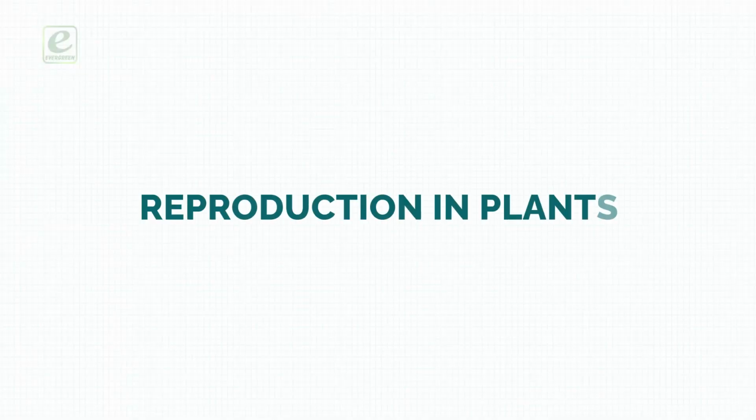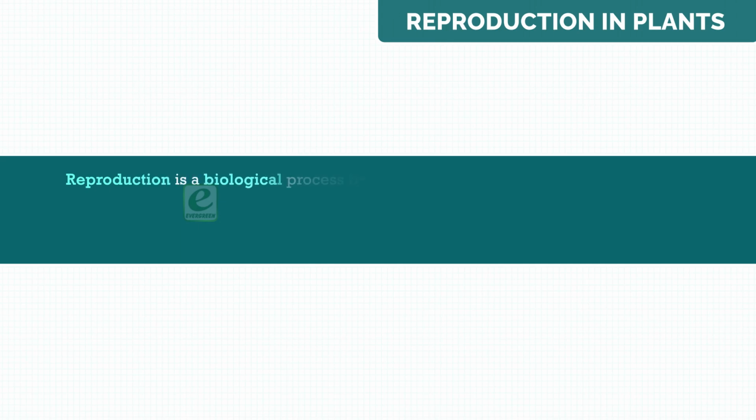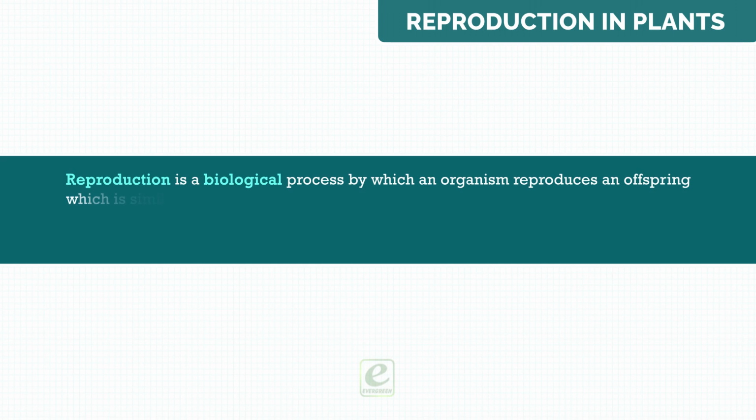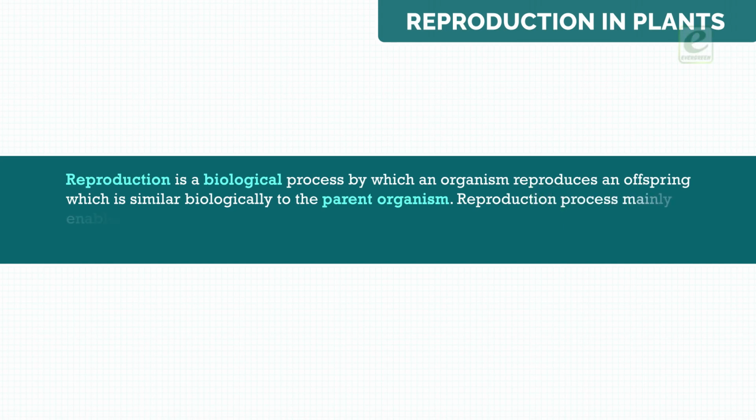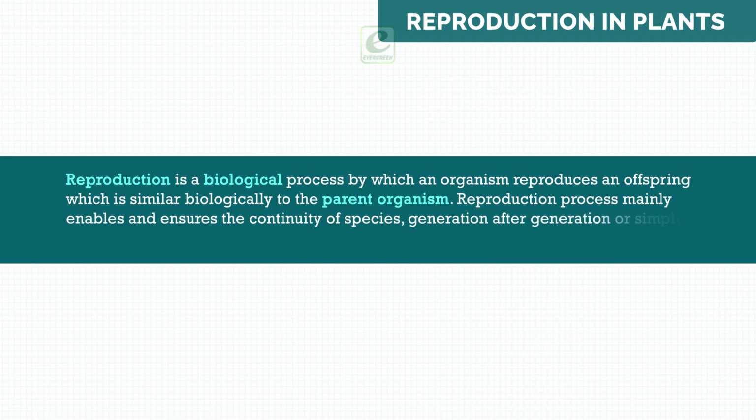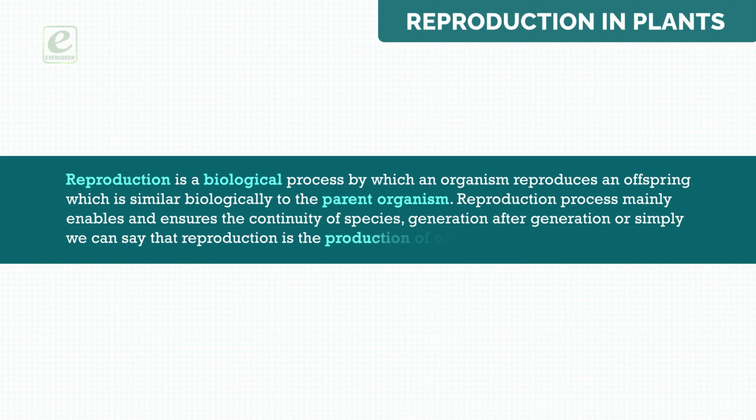Reproduction in plants. Reproduction is a biological process by which an organism reproduces an offspring which is similar biologically to the parent organism. Reproduction process mainly enables and ensures the continuity of species generation after generation, or simply we can say that reproduction is the production of offsprings.